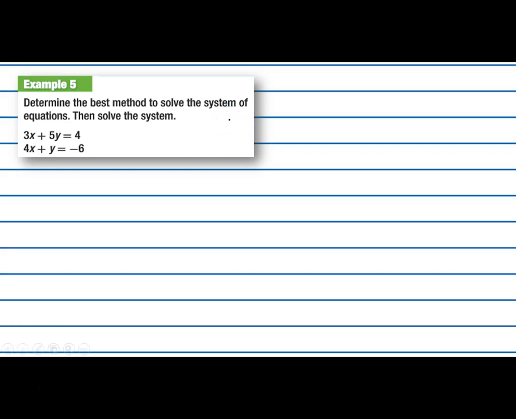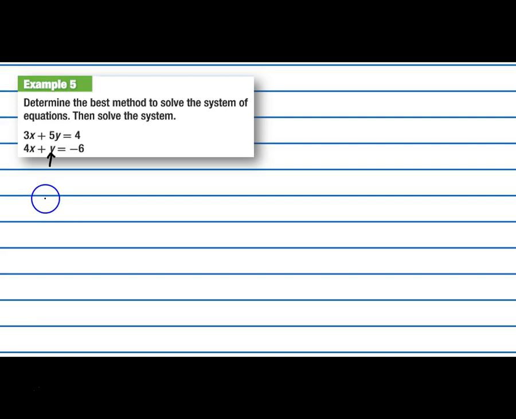Our next option would be substitution. Remember, when you do substitution, you want to have one variable that has a coefficient of 1. In this case, we do. We have the y right here. So that's perfect. So let's use substitution for this problem.